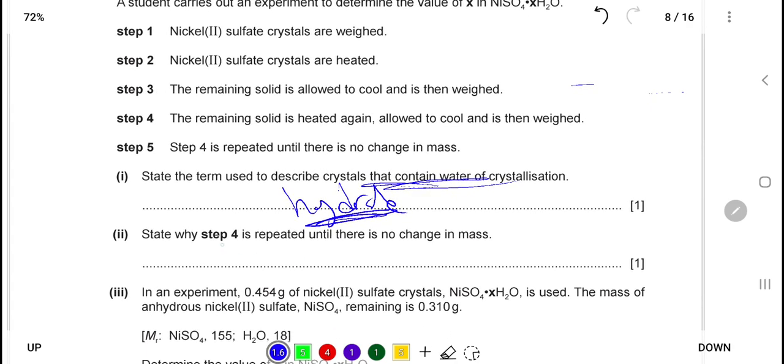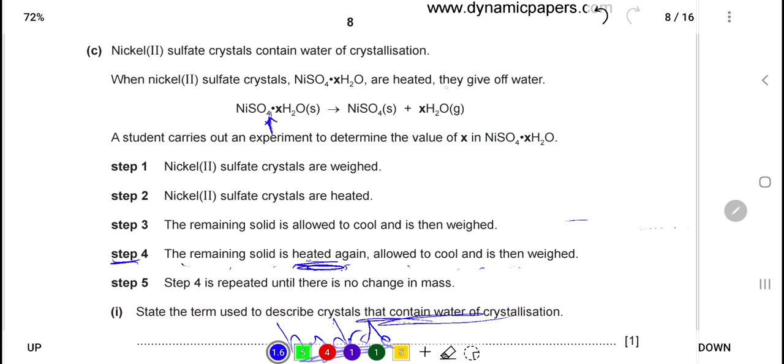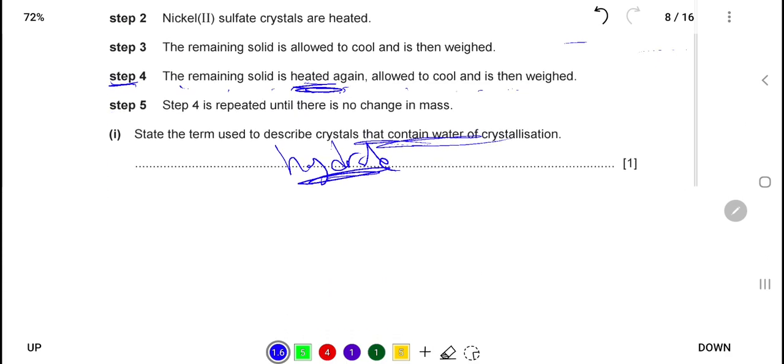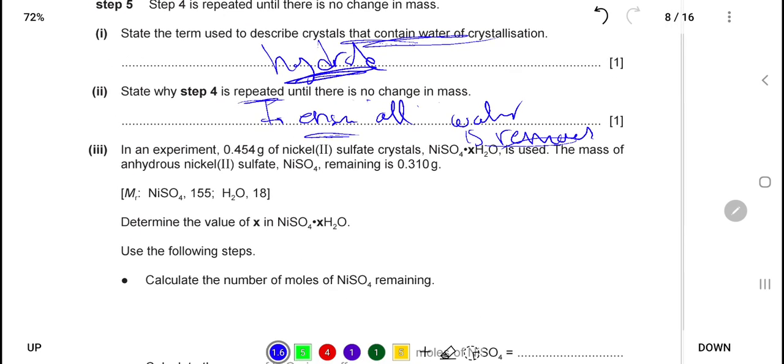Now, state why step 4 is repeated until there is no change in mass. Let's read step 4. The remaining solid is heated again, allowed to cool, and is then weighed. So you see that the solid is heated again, so they're removing the water for sure. They're heating it to remove the water, so they exactly give you the answer. So the answer must be to ensure all water of crystallization is removed. You just want to ensure it, that's why it's repeated.